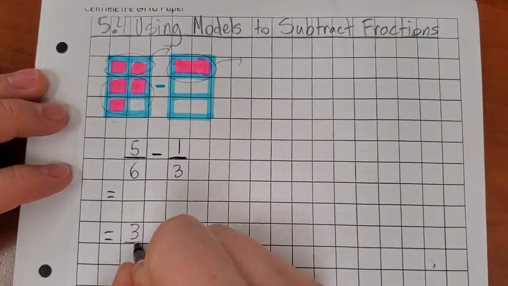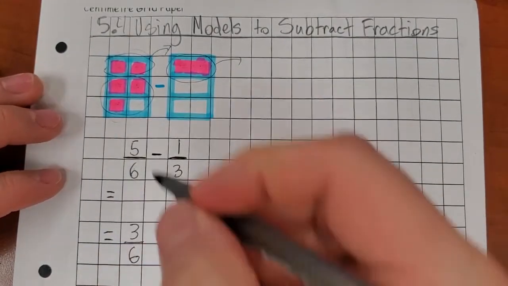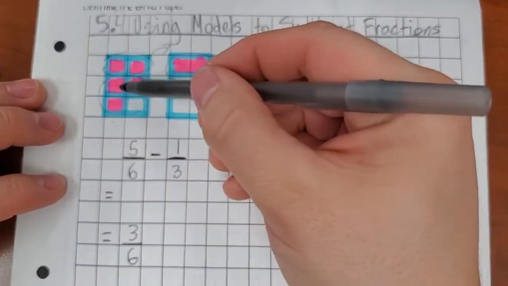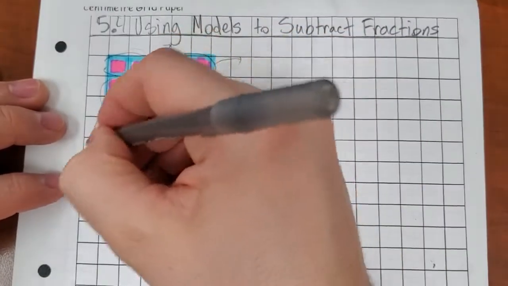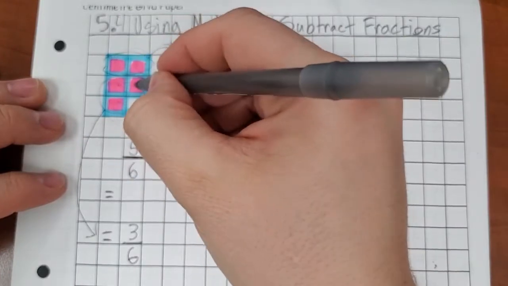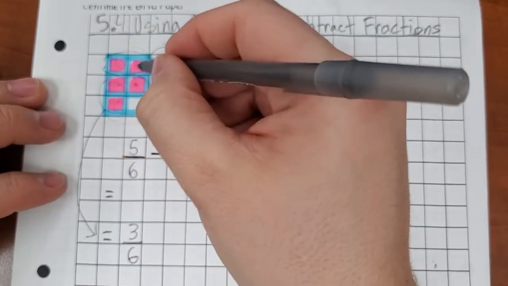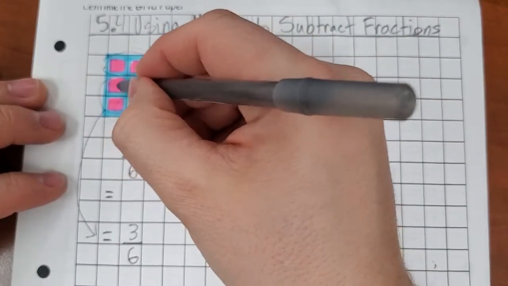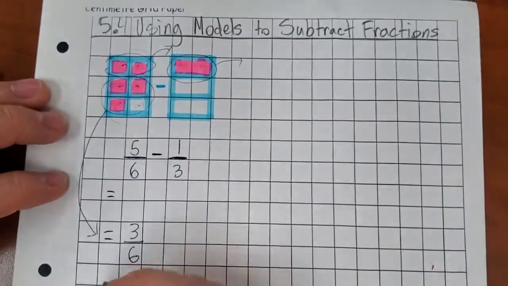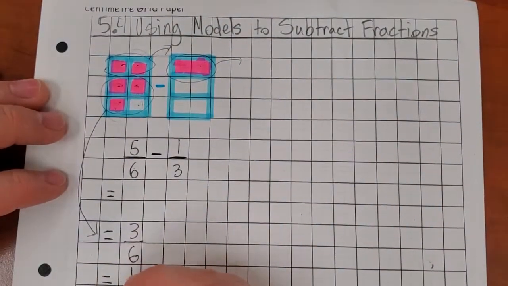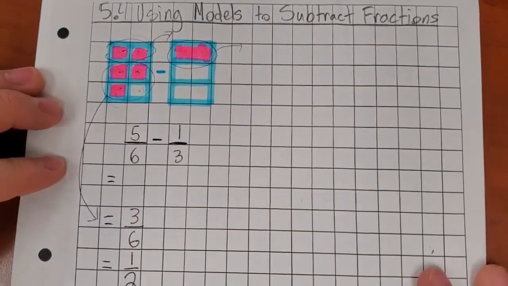It would be 3/6, which, if we realize, that would mean there's these 3 that are part of it, and then this one and these ones are not. So 1, 2, 3, 1, 2, 3. Half of them are not, so this would be 1/2. That would be our final answer for this one.